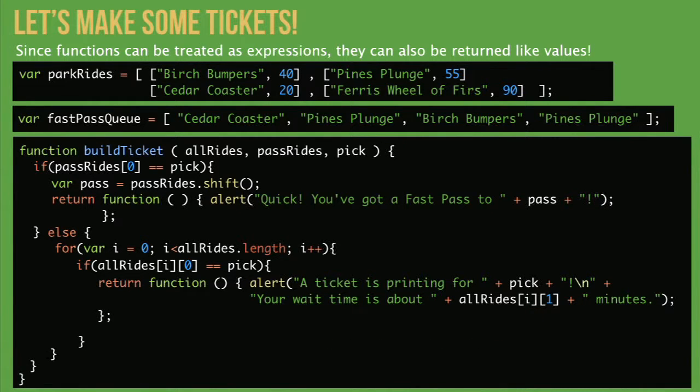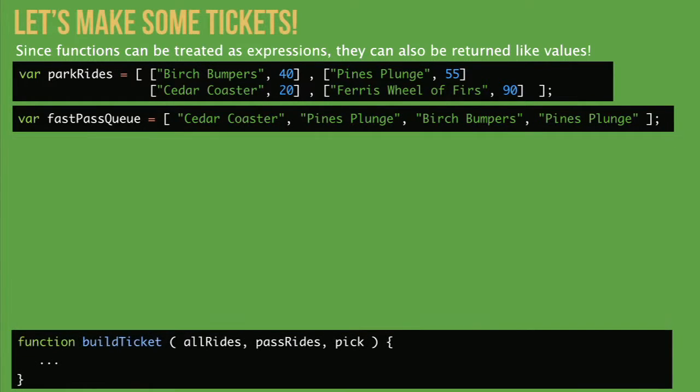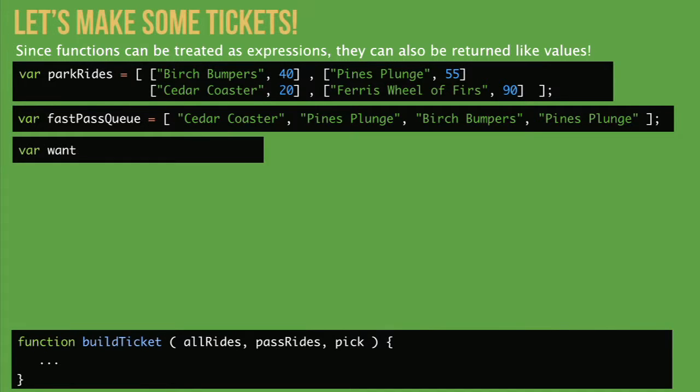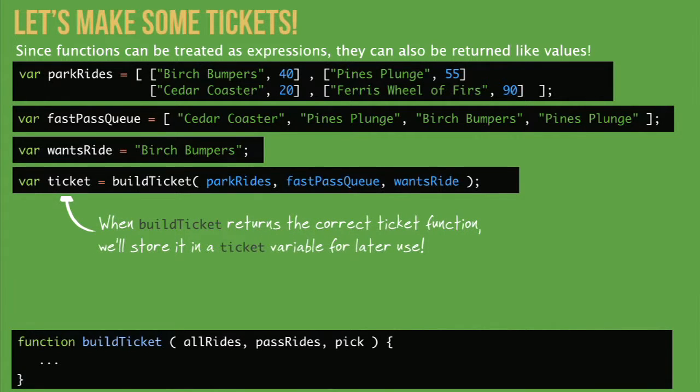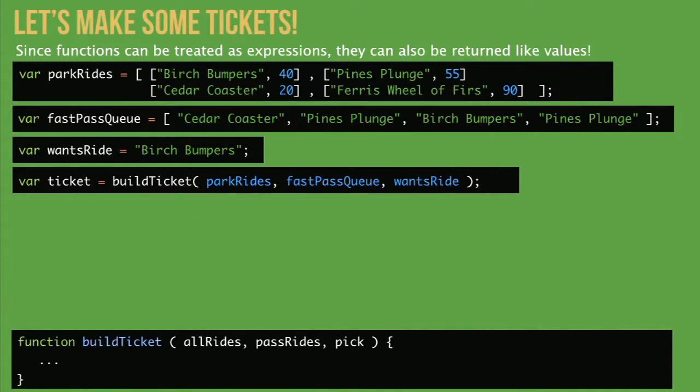So now we know what our buildTicket function does. Let's see what we can do with it. If we establish a variable called wantsRide, that's the customer's desired ride, and we have Birch Bumpers assigned to that right now, then we will create a new variable called ticket, to which we will assign the results of our buildTicket function. Notice that we have called this buildTicket function with the following parameters: parkRides, our array of rides, the FastPass queue, which has all of our FastPasses in it, as well as the wantsRide variable, which has the customer's desired ride in it.